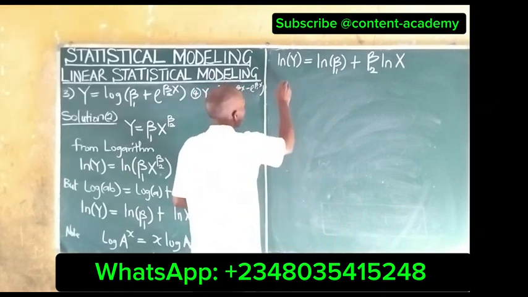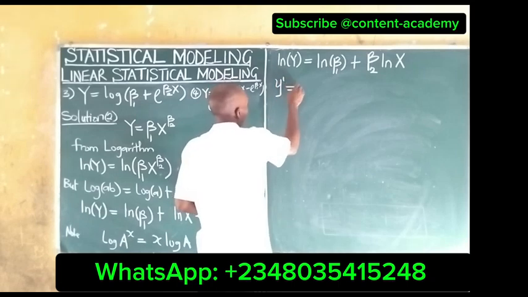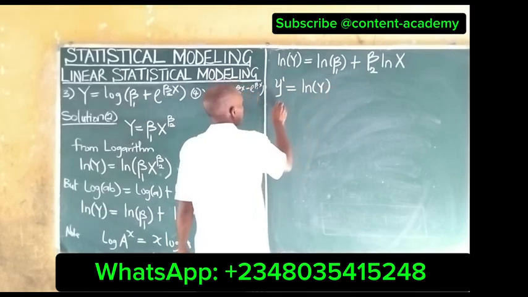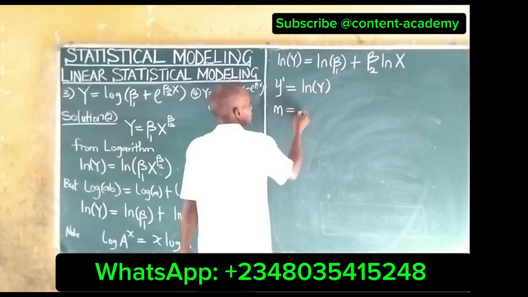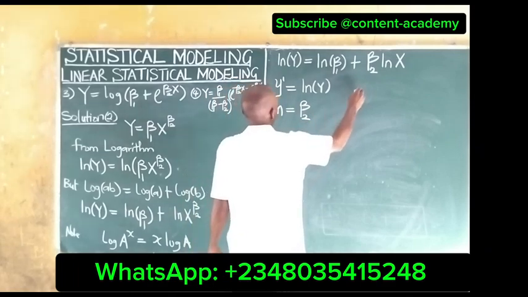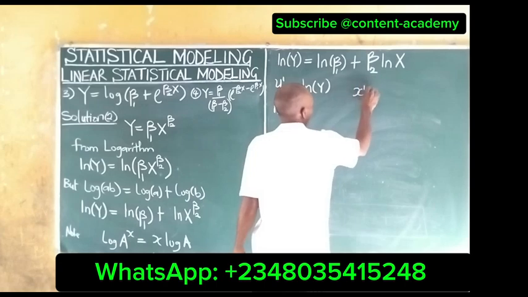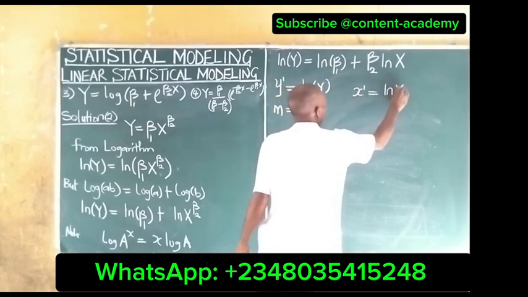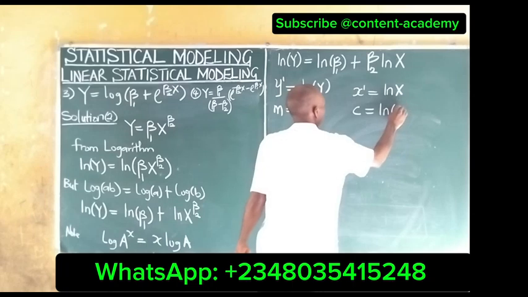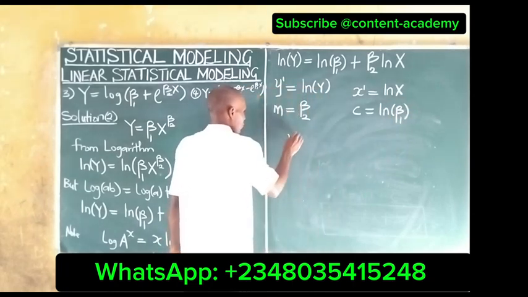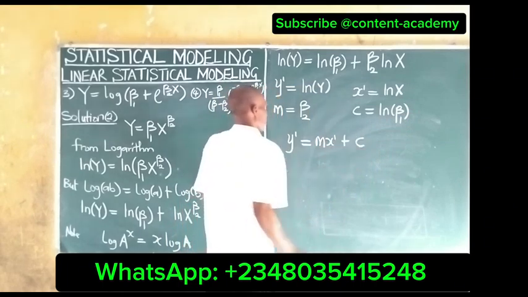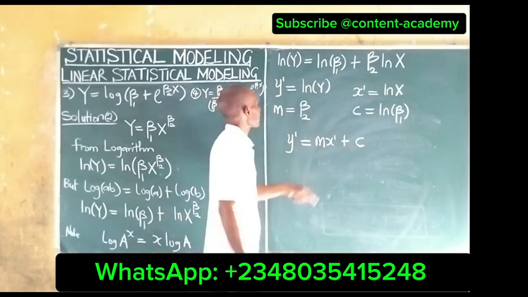We can now compare with our linear formula. Y prime can be ln y. We also have our slope, which is m, equal to b2. We have our x prime equal to ln x, and we have our c equal to ln b1. So we can write y prime equal to mx prime plus c. Here this is our slope and this is our intercept.